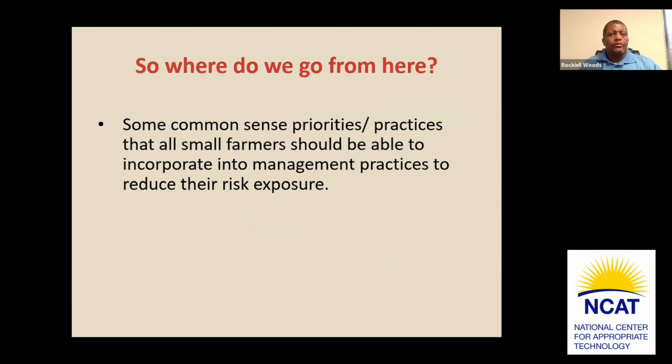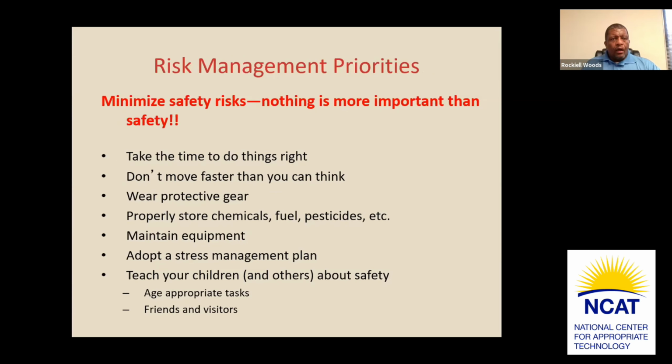So where do we go from here? Some common sense priority practices that all farmers should be able to incorporate into their management practices to reduce their risk exposure. Take time to do things right. Don't move faster than you can think. Wear protective gear. Properly store chemicals, fuels, pesticides, and so on in a proper place. Maintain equipment. Adopt a stress management plan and teach your children and others about safety, whether it's age-appropriate tasks or friends and visitors.